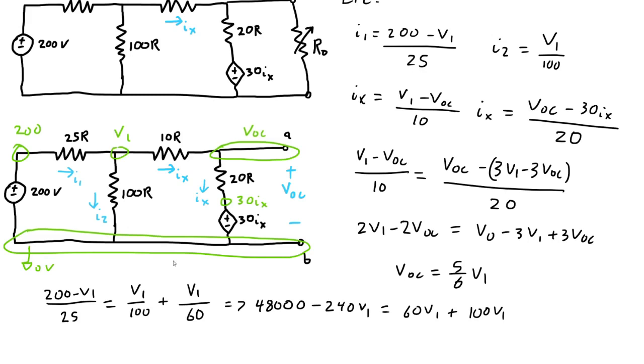So 48,000 divided by 400 is 120. So V1 equals 120 volts, which means that V open circuit is 5/6 of that, so 100 volts, which equals V Thevenin. So now we need to find the Thevenin resistance. There's a couple ways to do it. I'm going to do the short circuit current.